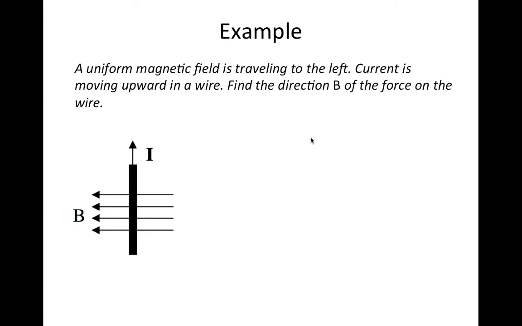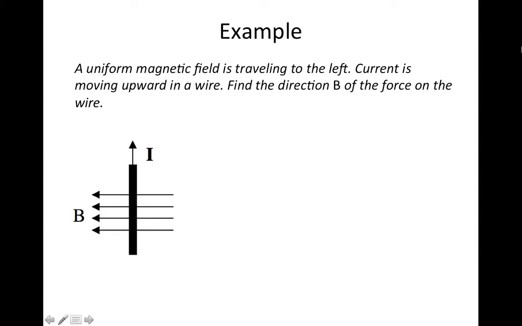So here's an example. Okay, you have a magnetic field traveling to the left, and you have a current in a wire, and you want to find the direction of the force on the wire. Okay, ignore the B right here. That shouldn't be there.